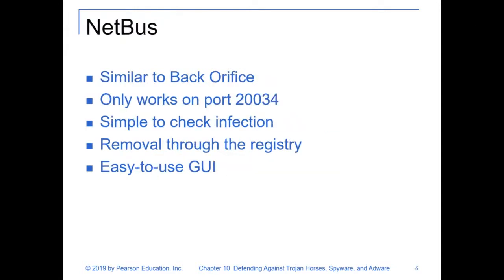Another type we're going to talk about is NetBus. This is similar to Back Orifice. On this one, it only works on port 20034. What it does is give the remote user complete control over the infected machine, just like they were sitting at the keyboard and had full admin rights. The textbook does walk you through steps to remove NetBus from the registry, which is how you would remove this from your computer.